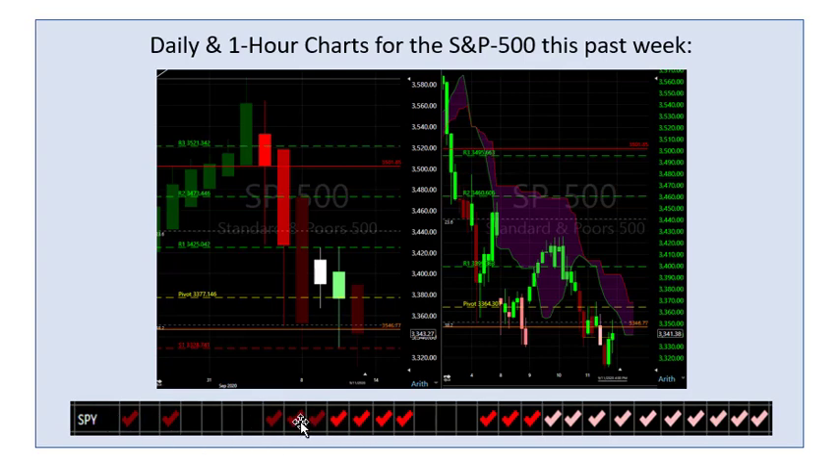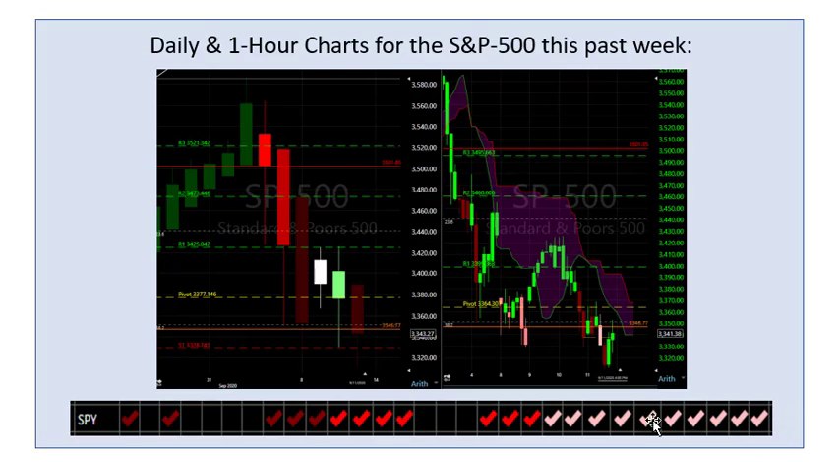But the daily chart, which is the next 10 check marks, is decidedly more bearish, and then the 1 hour charts are obviously completely bearish. So it's a pretty bearish looking score. I think it ended up being a 73% bear score at the end of this past week.